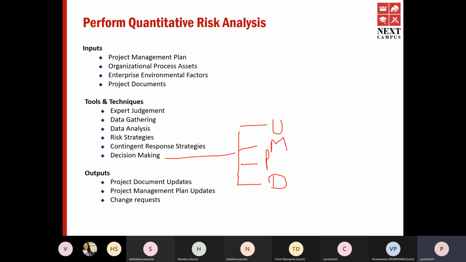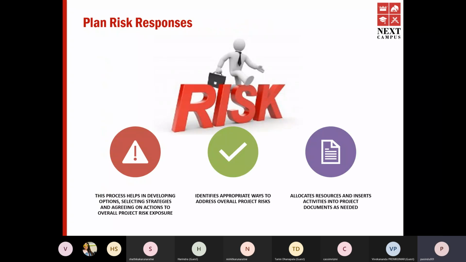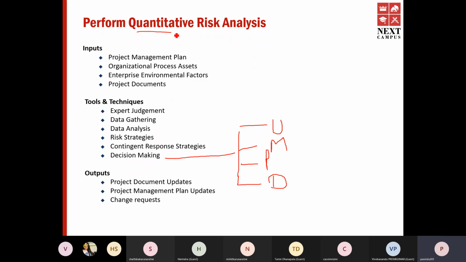And finally, when it comes to outputs, you have project management plan updates, and you might have change requests, right? So guys, there's a small mistake from my end. This is not perform quantitative risk analysis. This is plan risk responses.